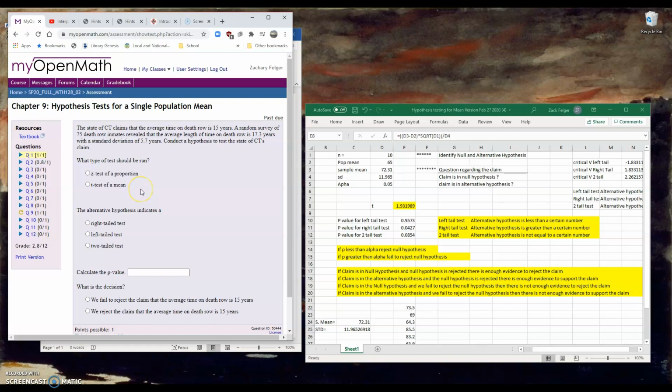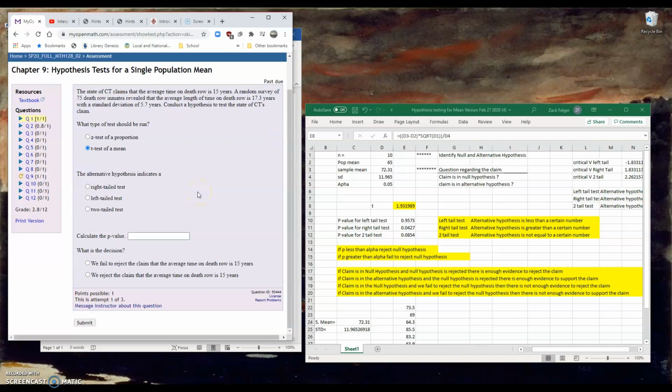Well, this is a test of a mean, not a proportion, so we'll be running a t-test. For our hypotheses, our null hypothesis is saying that the average time is 15 years, while our alternative is saying that it's different. For a test that's different, in this case 17.3 years, it's a two-tail test. So basically, as in the notes right here, a two-tail test has an alternative hypothesis of not equal to a certain number. And in this case, it's not.